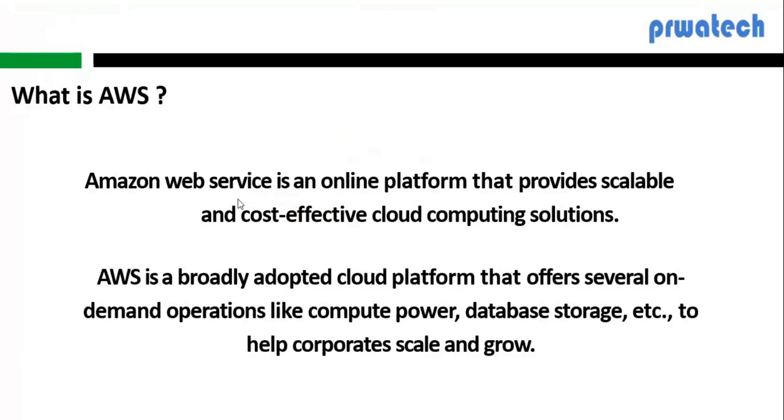And the second point is AWS is a broadly adopted cloud platform that offers several on-demand operations like compute power and database storage to help corporates to scale and grow. It means in AWS, there are 100 plus services available. If you want to store data, you can store it, or if you want to deploy an application, you can deploy it, or if you want to use any database, like MySQL, you can use all the services available in AWS. And it also helps the corporates to scale and grow.